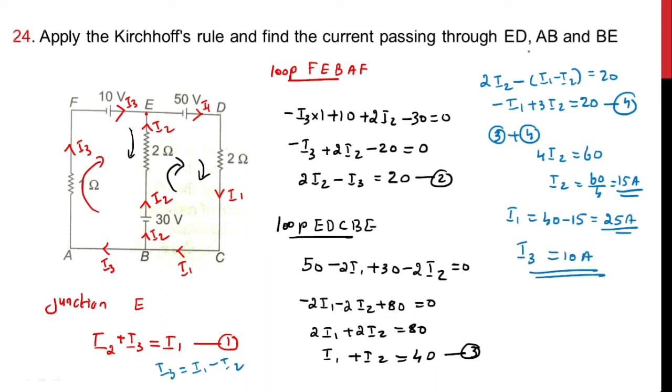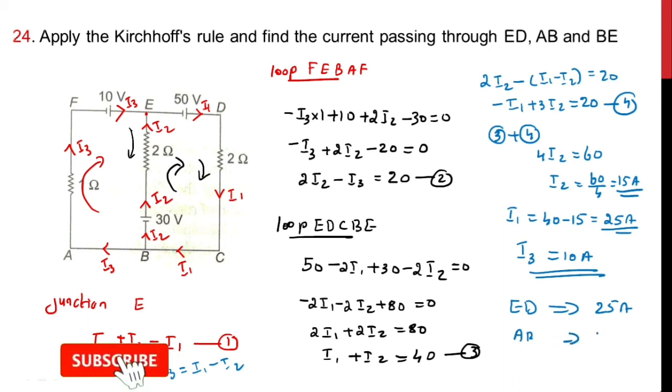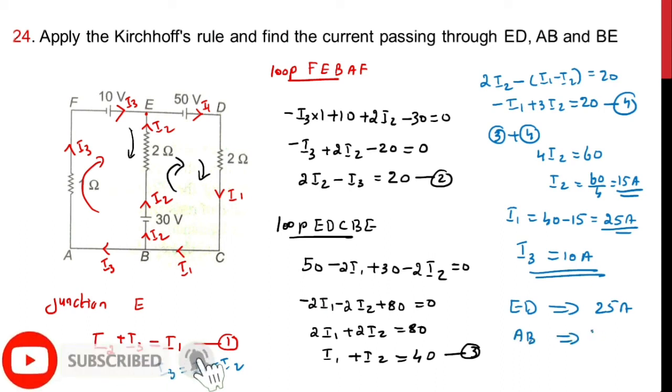Alright. Now what was the question? Current passing through ED, AB and BE. Look at the ED. The current passing is I1, right? So the current passing through ED is equal to I1, that is 25 ampere. Next one is AB. Look at the diagram. Through AB, what is the current flowing here? That is I3. What is I3 here? 10 ampere.